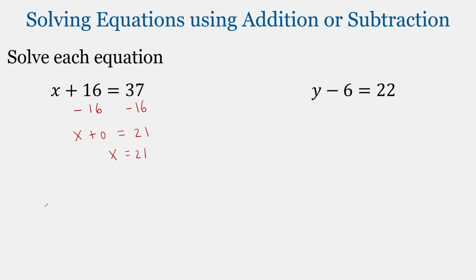Checking our answer, we get 21 plus 16 equal to 37. 21 plus 16 is 37, so we have 37 equal to 37.